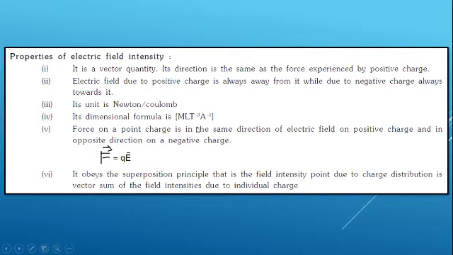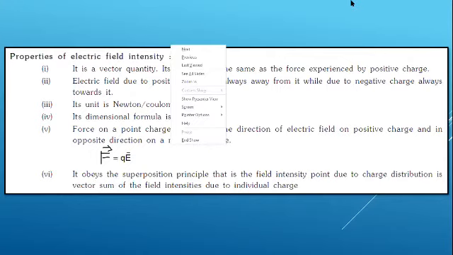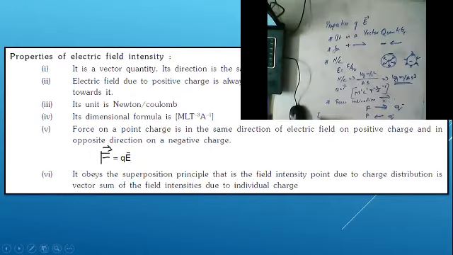Force on a positive charge is in the same direction as the electric field, and in the opposite direction on a negative charge. So F bar is equal to Q into E bar. So if the Q value is negative, it will be in the opposite direction. It obeys the principle of superposition. So how do we get F equal to F1 plus F2 plus F3 in Coulomb forces? We can write E net is equal to E1 plus E2 plus so on.